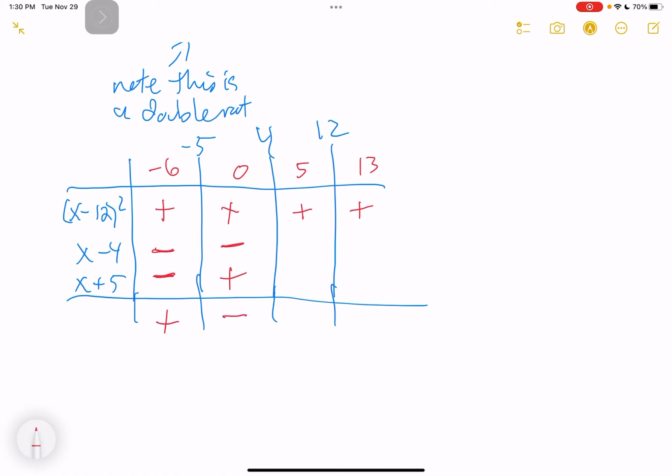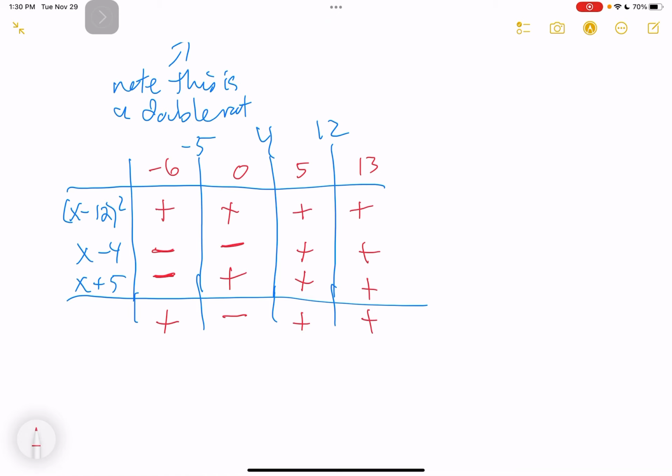Put a 5 in here. 5 minus 12, we just did that one. 5 minus 4 is positive. 5 plus 5 is positive, so we're going to get a positive. And then put the 13 in there. 13 minus 4 is positive. 13 plus 5 is positive, so we get a positive.